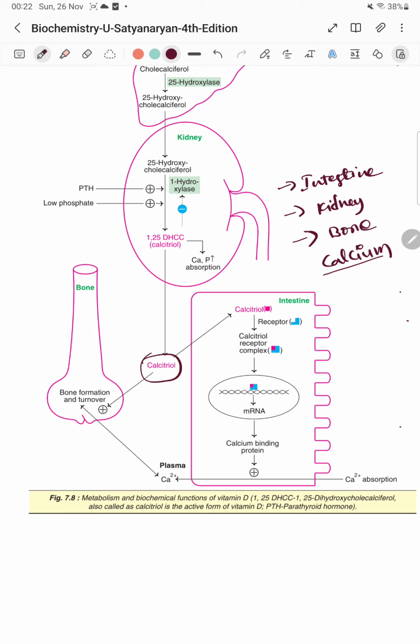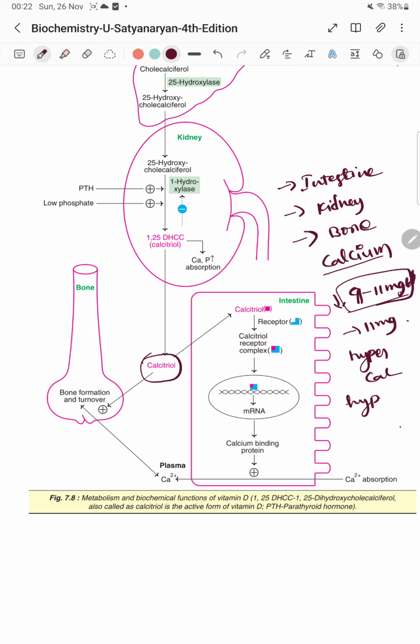The normal calcium level in the plasma is 9 to 11 mg per dl. We have to maintain this normal level of calcium in the blood to maintain a proper heartbeat and also muscle contraction. These two are major functions of calcium. What happens if the calcium level goes above 11? That is hypercalcemia, which is dangerous. What happens if the calcium is below 9, which is hypocalcemia?